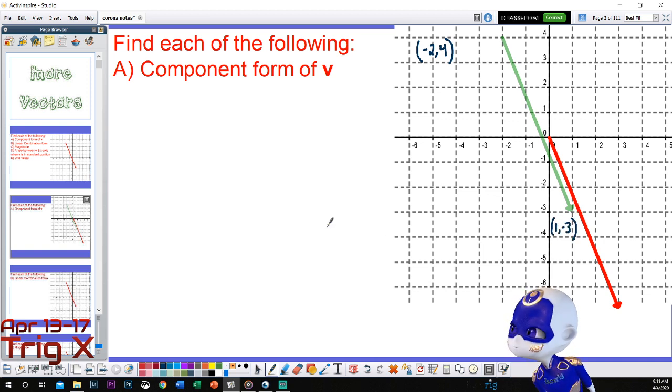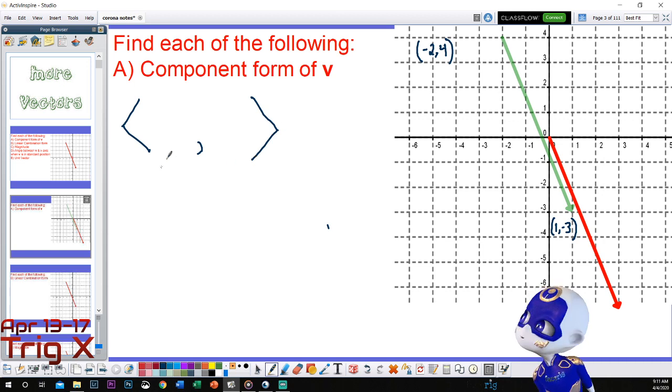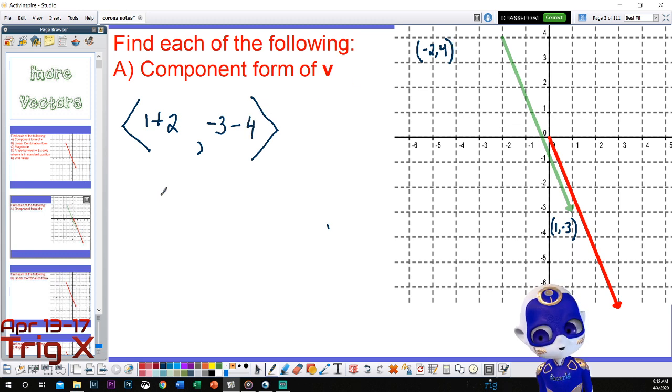Now remember, to find component form, we're going to put our little elbows here, and a comma, and more elbows. And then after that, I'm going to start with whatever number the arrow is pointing at for the x. So the x was pointing at 1 here, so over here I'm going to start with 1 and then subtract this thing right here, the other x, which was -2. Then I'm going to go over to the y value that the arrow is pointing at. That right now is -3. So I'm going to come up here and put -3, and then I'm going to subtract whatever was here. That was 4. So my final answer in component form is 3, -7.